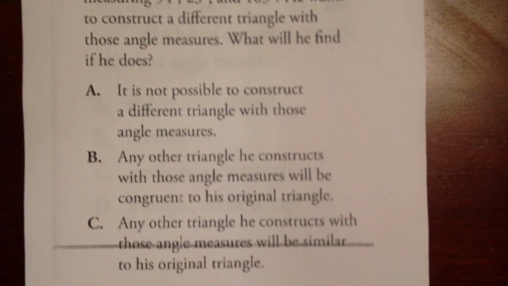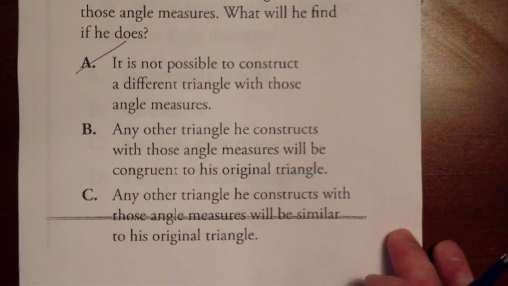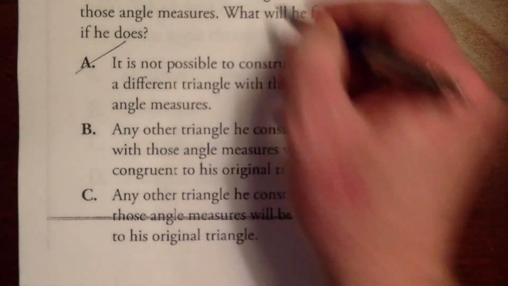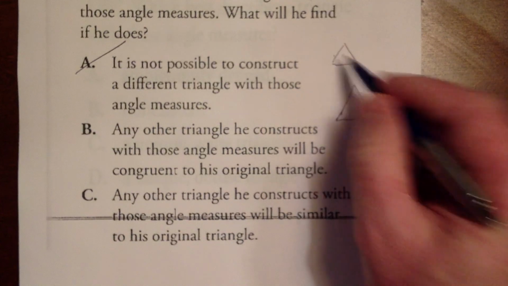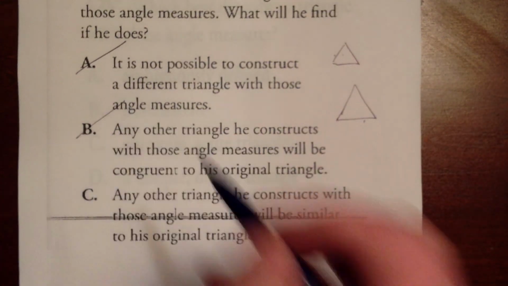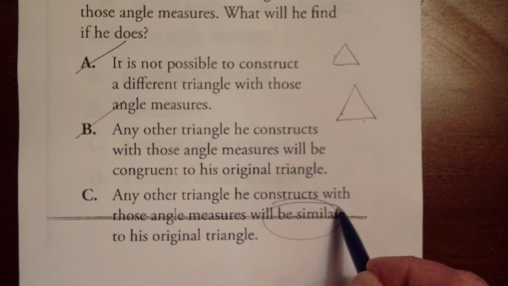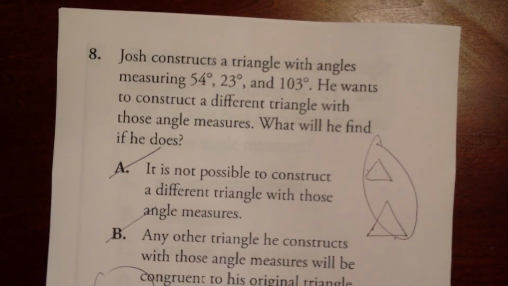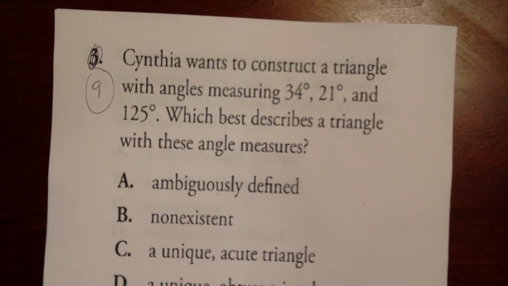So let's read the choices here. It is not possible to construct a different triangle with those measures. No, that is not true. Any other triangle he constructs with those angle measures will be congruent to his original triangle. No, if he makes a triangle with those measures and then makes another larger one, they will be similar, but they won't be congruent. Congruent means they're exactly the same, so that's wrong. Any other triangle he constructs with those angle measures will be similar to his original triangle. Choice C. Remember, you can have the same angle measures all day. It's the same side lengths where we come into trouble with making another triangle the same.